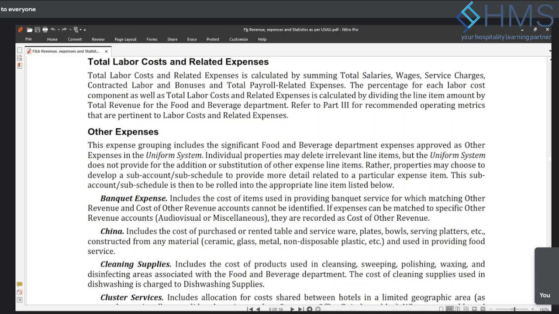In the USALI, usually there is no clear guidance. They just say the cost of purchases means whatever you purchase as a replacement, you have to charge to the expense. They are not specifying whether it should be amortized, or whether it should be part of the inventory and charged only when it's expensed. So it's not very clear from the USALI, and it would depend on the hotel policy how they treat it.